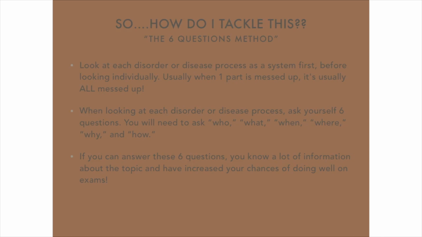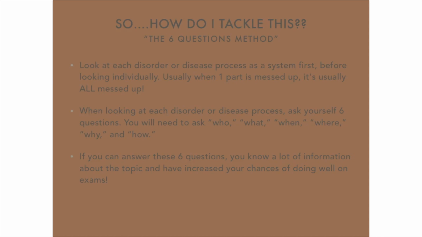Okay, so we're going to use the 6 questions method. All right, so the very first thing you're going to do is you're going to look at each disorder or disease process as a system first, okay, before you ever look at it individually. And all I mean by this is that, for example, instead of looking at hypertension, okay, we're going to use hypertension a lot as an example throughout this entire presentation, just to show you how it works. But instead of looking at hypertension first, I want you to look at cardiac.